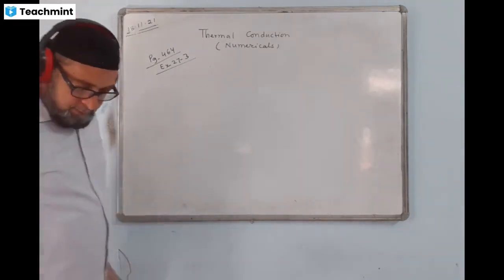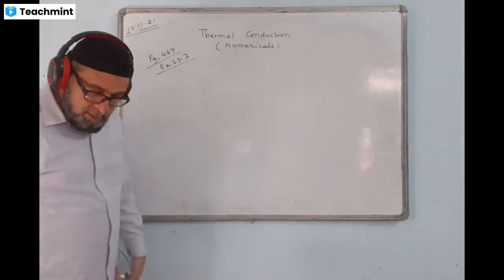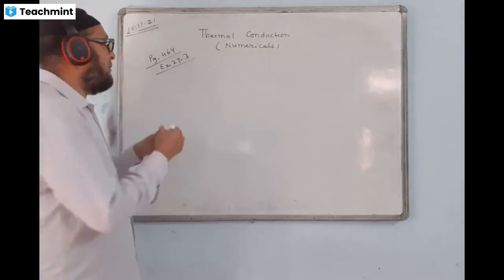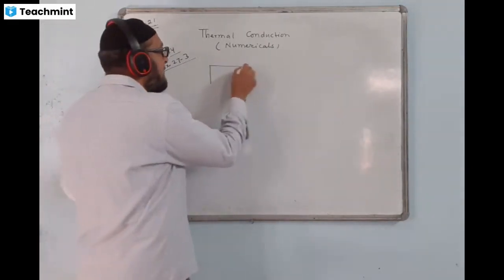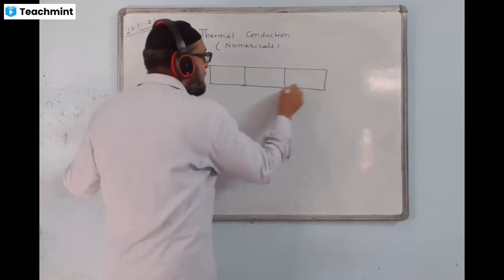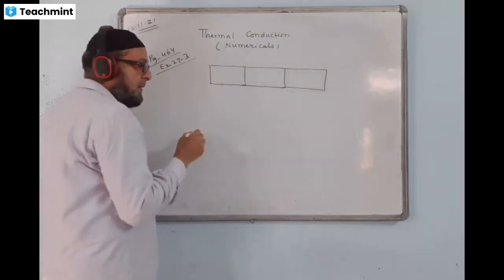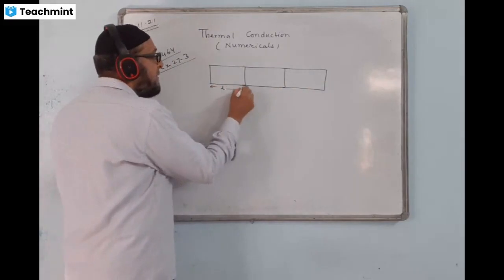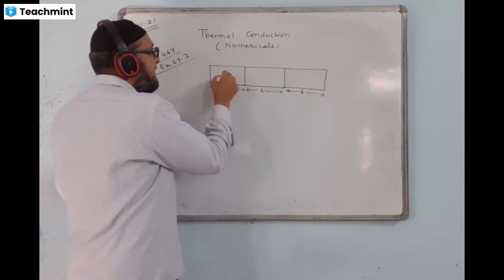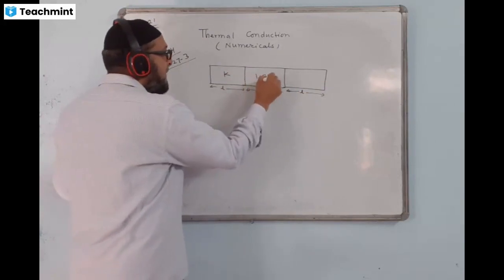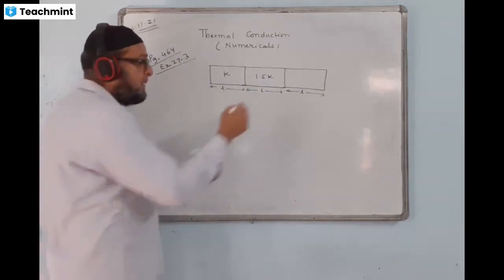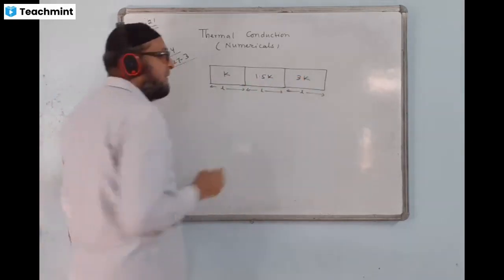That is the question. Question says 3 bars are connected, joined together. You can just draw a diagram for this. This is 1 bar, another bar, another one joined together. Lengths are same. Length of each one is same. Conductivities are K, 1.5K and 3K. These are the conductivity values given.